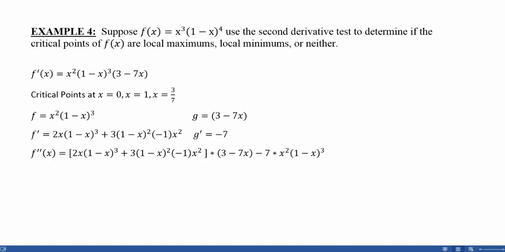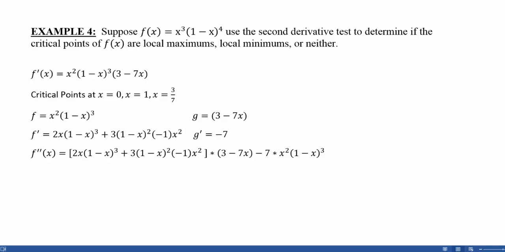So if we wanted to take the derivative of this function, we'd have to do a modified product rule. So it's a product rule, but then there's a product rule within the product rule. So I picked my f to be the first two terms, x squared times 1 minus x cubed, and my g to be the last term, 3 minus 7x. Now my g prime is just the derivative of g, which is negative 7. That one's straightforward. But to take the derivative of f, I have to do another product rule.